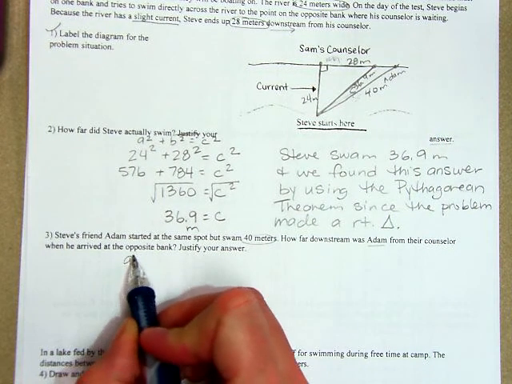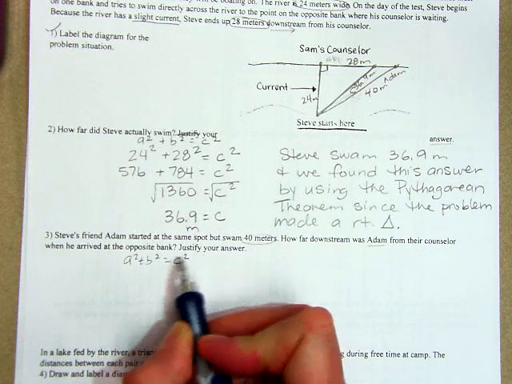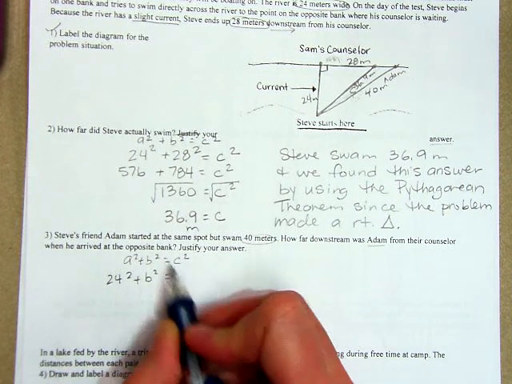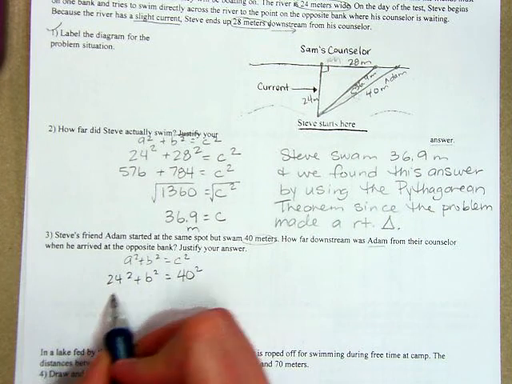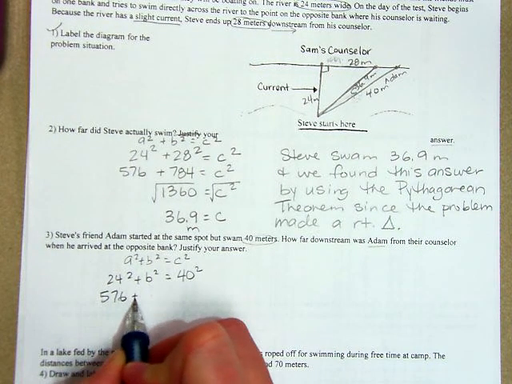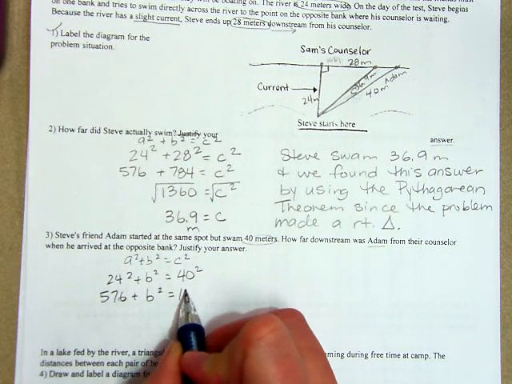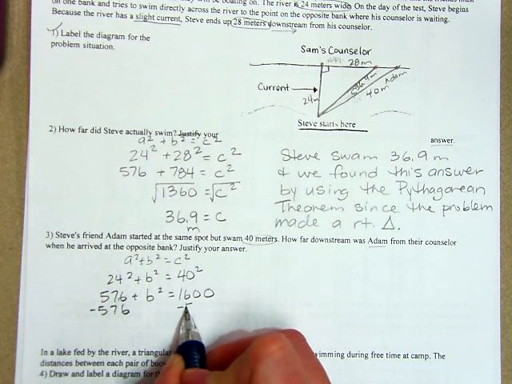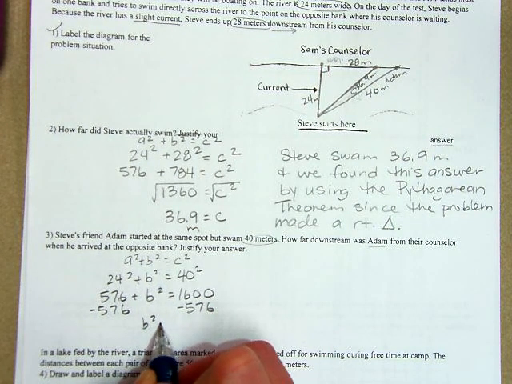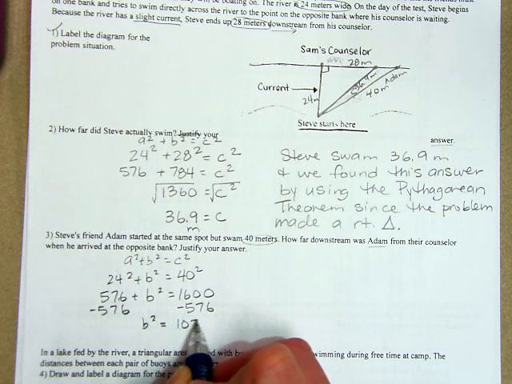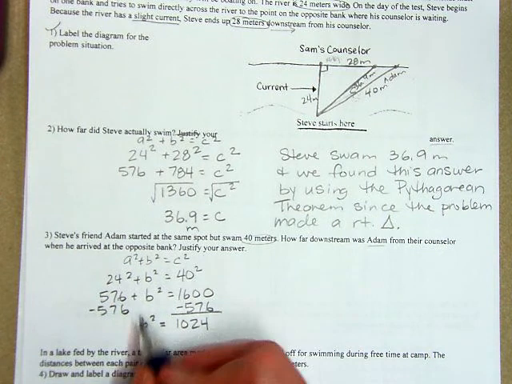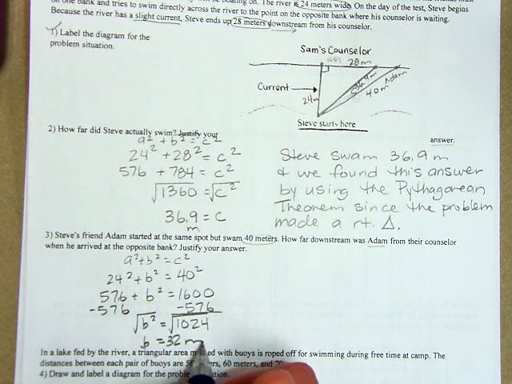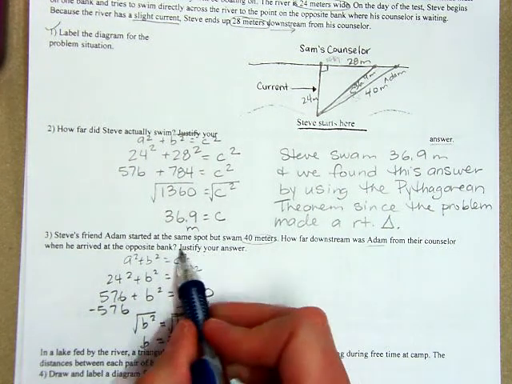He doesn't know how far he is from Adam and Sam's counselor. So if I use the Pythagorean theorem again, because I still have a right triangle, 24 squared plus B squared is going to equal this 40 squared. So that is 576 plus B squared. 40 squared is 1600. And now I have to subtract this 576 from both sides in order to solve for B. So B squared is equal to 1,024. Okay, and I'm going to take the square root of both sides. So B equals 32 meters.